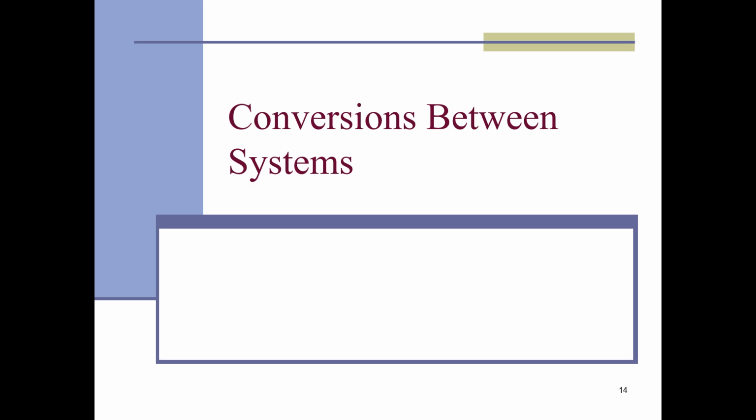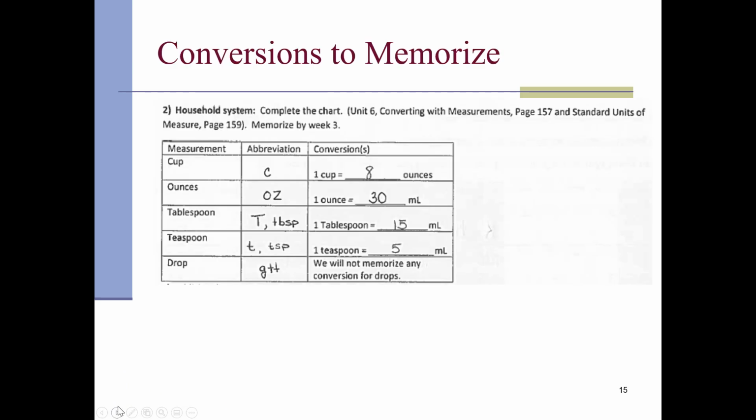We are going to look at conversions between systems. Primarily, we are working with what is considered the household systems, which are measurements that are common within the United States, and the metric system, which is used worldwide and is most commonly used in the healthcare setting. These are the ones that I am asking you to memorize.